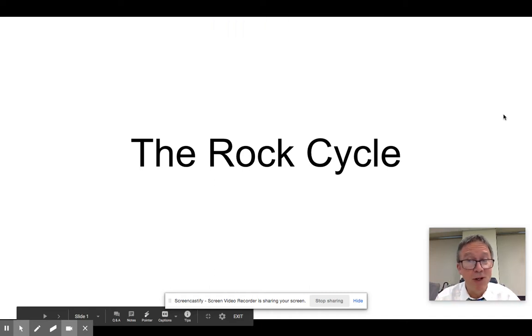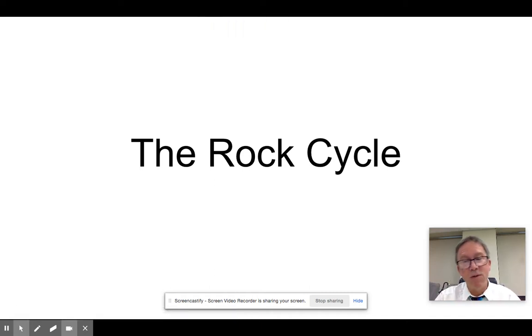Okay, this one again, I'm going to try to keep mercifully short. The rock cycle. We'll tie it all up. We'll tie up these three different rock types. So here you go.